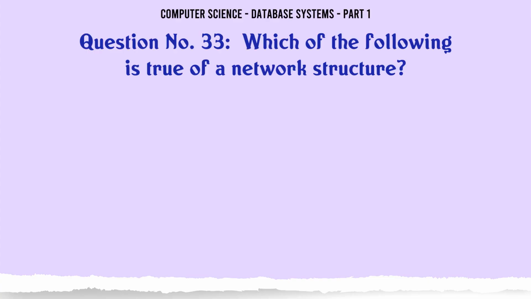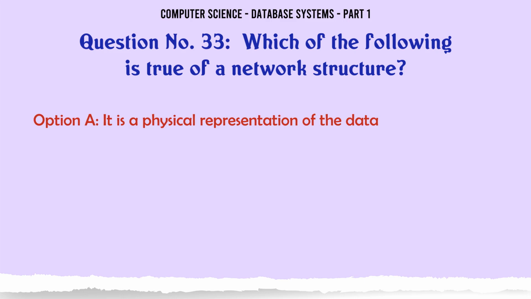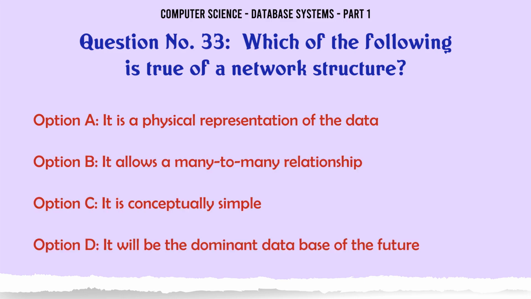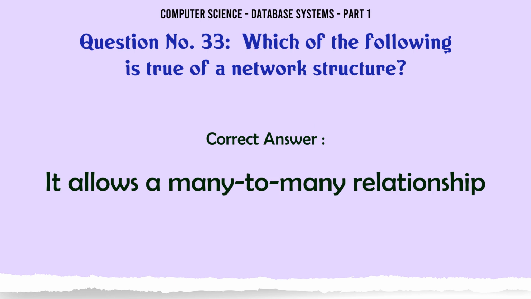Which of the following is true of a network structure? A, it is a physical representation of the data. B, it allows a many-to-many relationship. C, it is conceptually simple. D, it will be the dominant database of the future. The correct answer is it allows a many-to-many relationship.